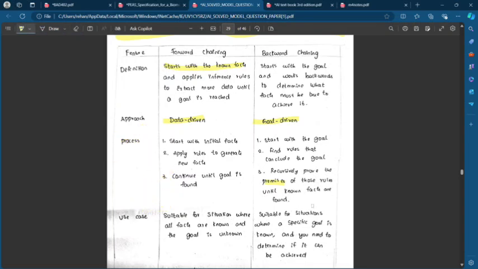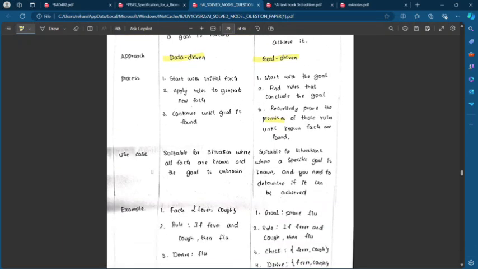Until the known facts are found, which should be proved. These are found, then use for cases. So it is suitable for the situation where all facts are known and the goal is unknown. So all the facts are there. Suppose only P implies Q is there, but what the result is you don't know. You know what we are doing, but you don't know the result. So the initial data is all given, but the goal is unknown.